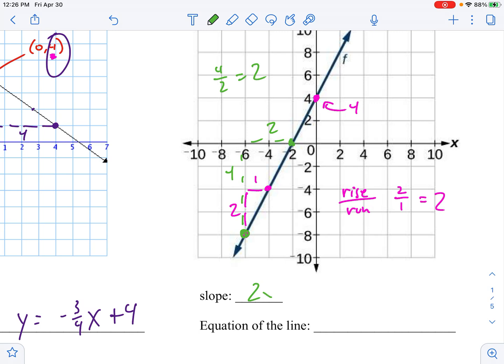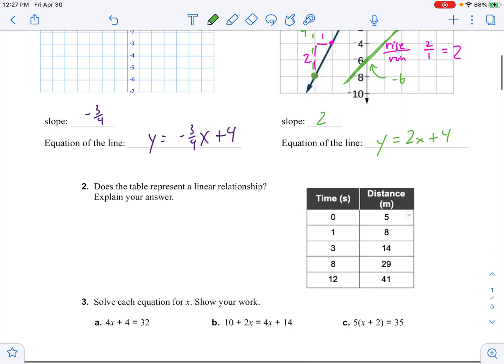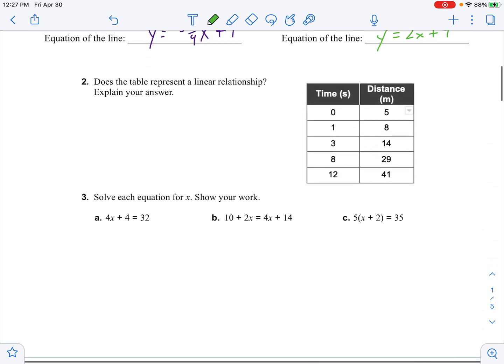Actually, the slope is just the coefficient. So just write down the number, not the variable. Let's do our equation. It's my slope, and my y-intercept is 4, which is +4. If it was down here, like if my line went through this, I would use -6 as my y-intercept. So a little quirky. All right, let's keep going. Don't stop. Let's keep going.